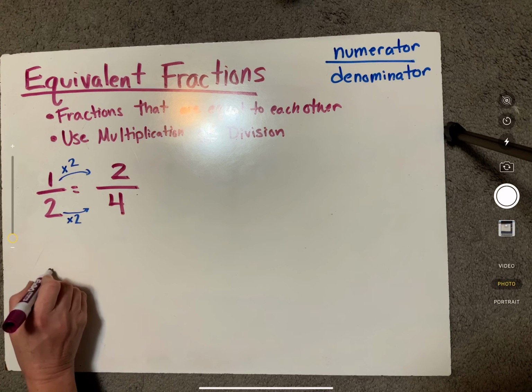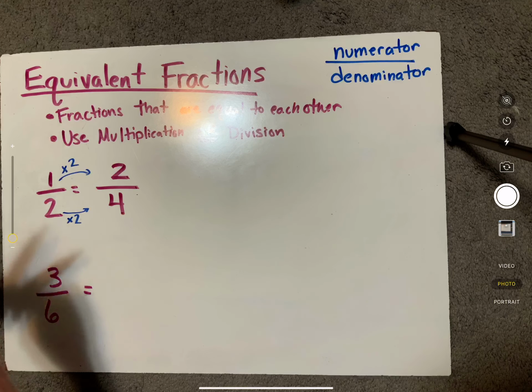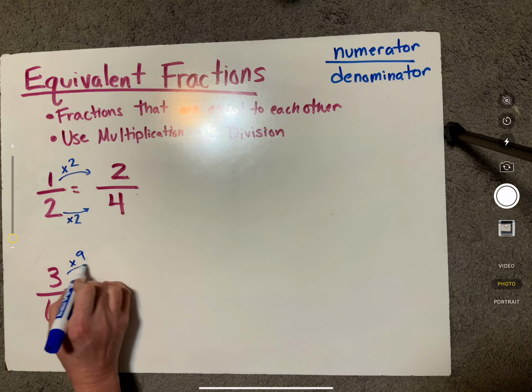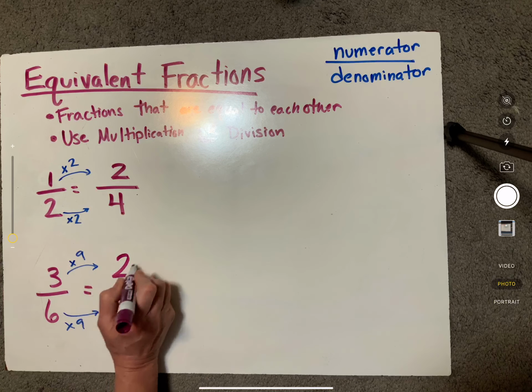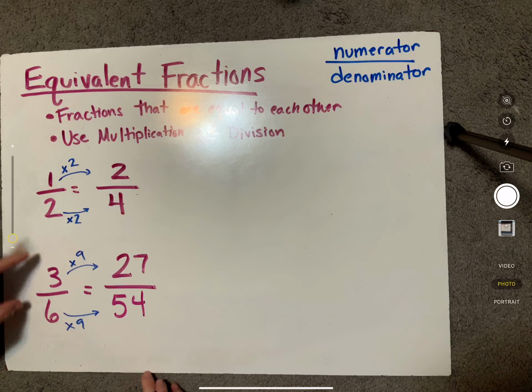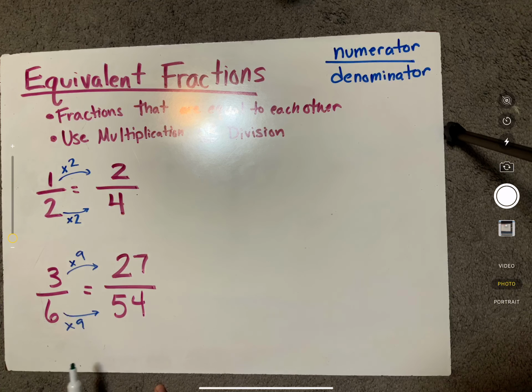All right, let's try 3/6 equals, and this time let's multiply by 9. So 3 times 9 is 27, and 6 times 9 is 54. Because I multiplied the numerator and denominator both by the same number, I have an equivalent fraction of 27/54. The nice thing about multiplication is you can choose any number and multiply the numerator and denominator by it and get an equivalent fraction.